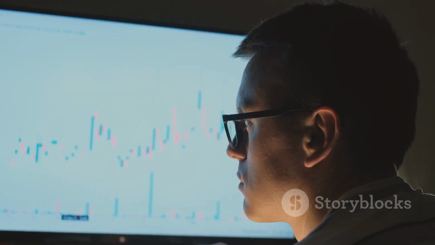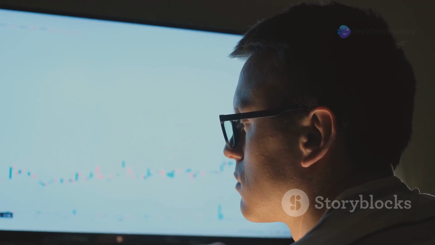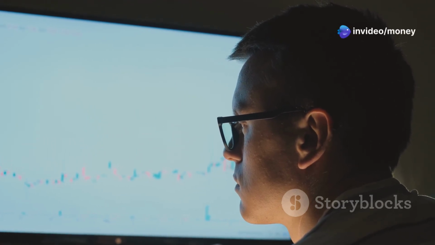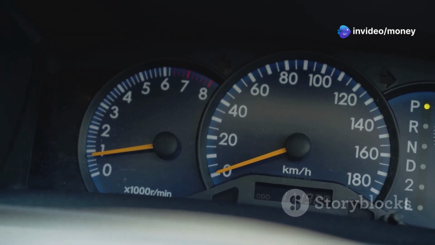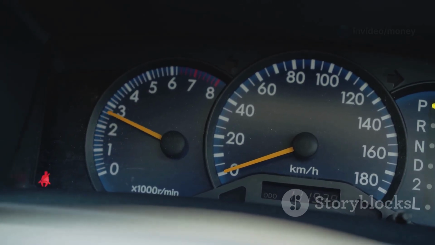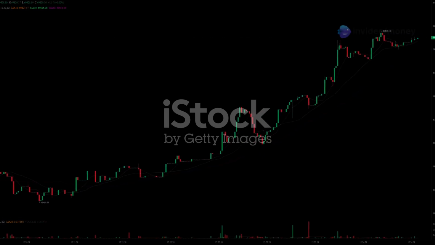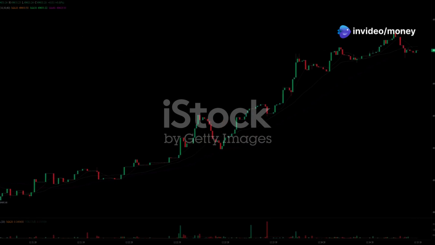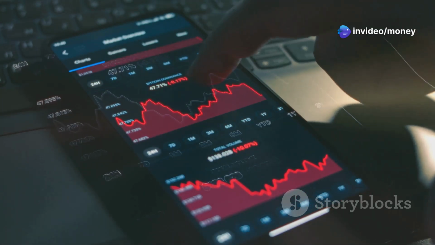Let's shift gears and talk about the Rate of Change, or ROC, a momentum oscillator that measures the percentage change in price over a specific period. Think of it like the speedometer on your car, giving you a clear picture of how fast the market is moving. The ROC is all about identifying the strength of a trend. A rising ROC indicates accelerating momentum, like stepping on the gas pedal. Conversely, a falling ROC suggests waning momentum, like easing off the gas.